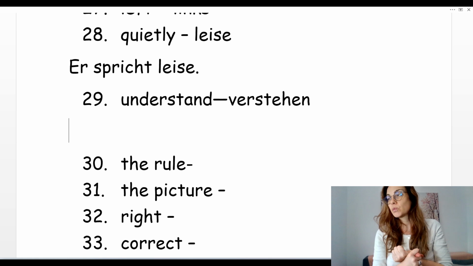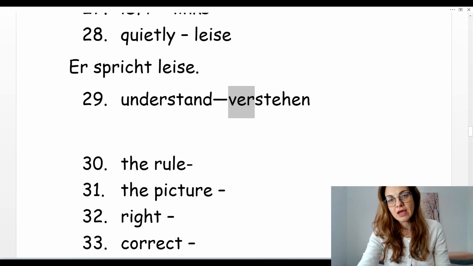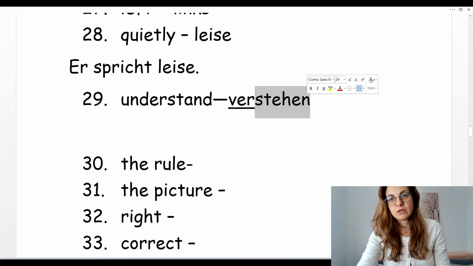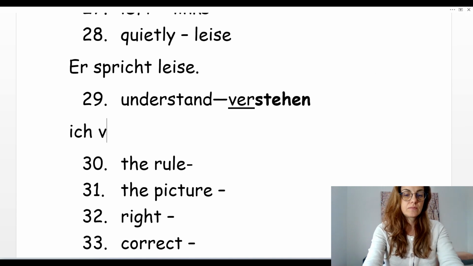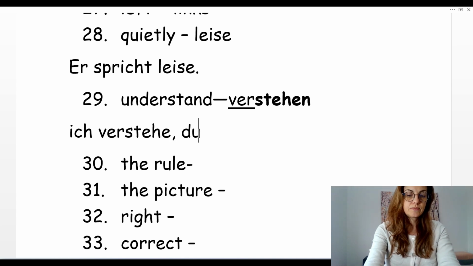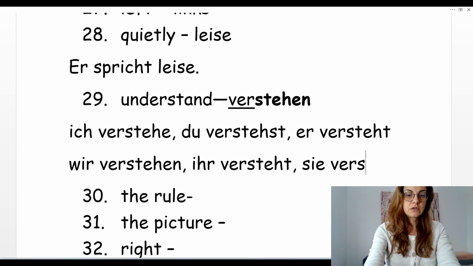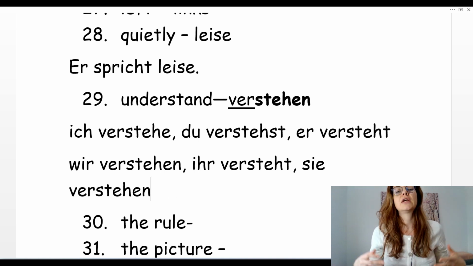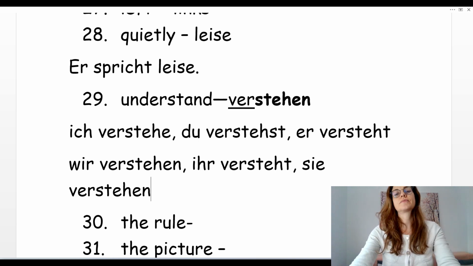Understand. Verstehen. We had verkaufen, and one more with ver, and now verstehen. And we said that this ver goes together with the verb, so it's not a separable prefix. So ich verstehe, I understand. Du verstehst, er versteht, wir verstehen, ihr versteht, sie verstehen.